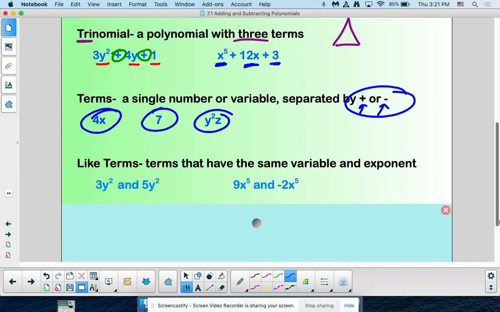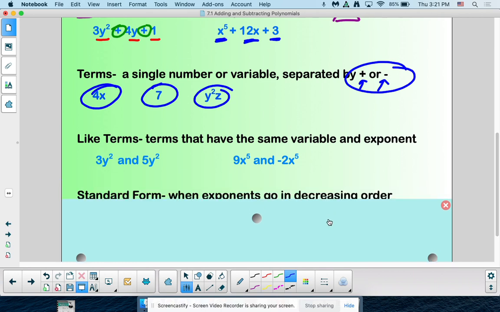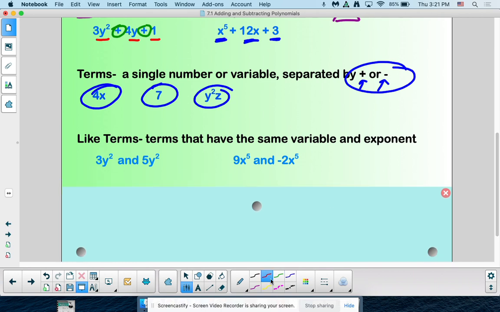Now, like terms have the same variable and exponent. That's huge. It needs to have both to be a like term: the same letter and the same degree, the same exponent. Do you see how we have 3y squared and 5y squared? They both have y squared in common, so they're like terms. Same thing here: 9x to the power of 5 and negative 2x to the power of 5 are like terms because they're both x to the power of 5. This is crucial: same variable and exponent.